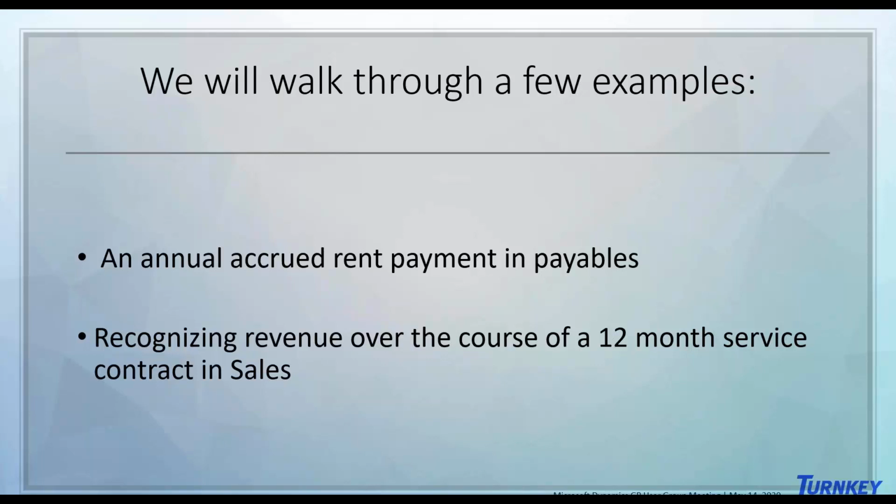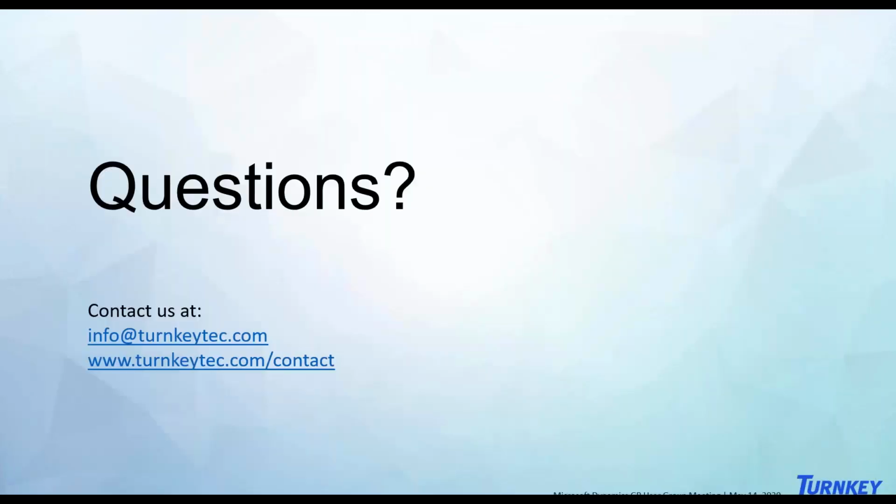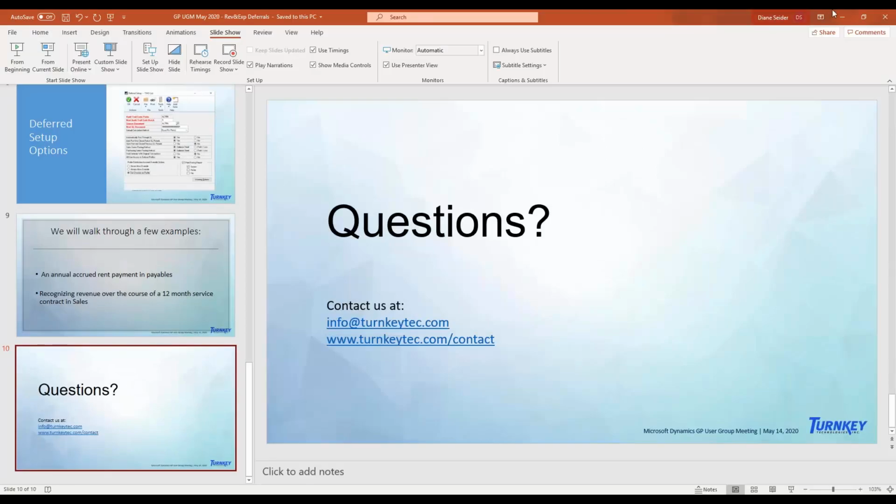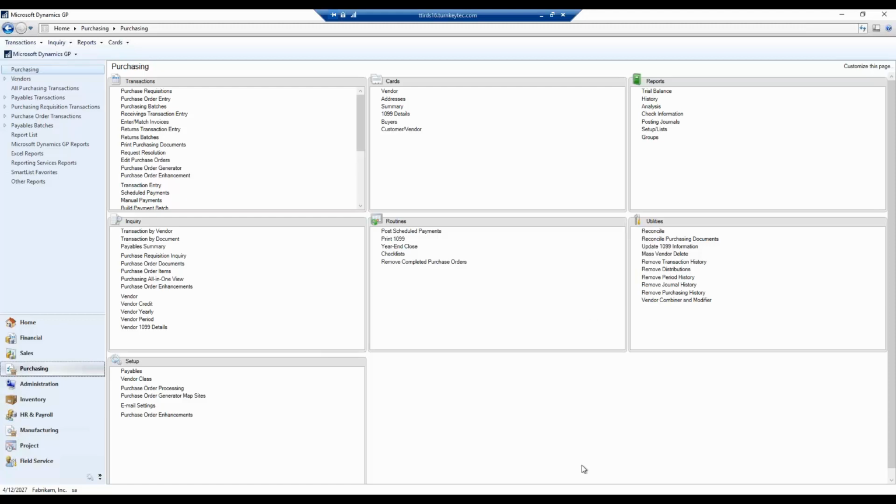So we're going to walk through a few examples in GP. We'll walk through an accrued rent payment in the payables side, and then we will also walk through an example of recognizing revenue over the course of a 12-month service contract. So obviously we'll leave our questions for the end. So without further ado, here I am in our GP demo company. We will start out on the purchasing side.